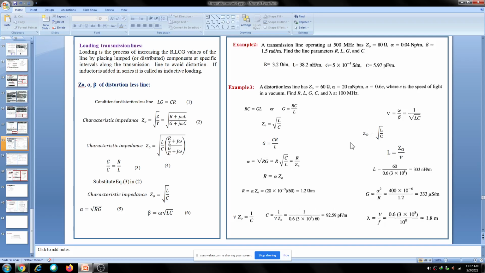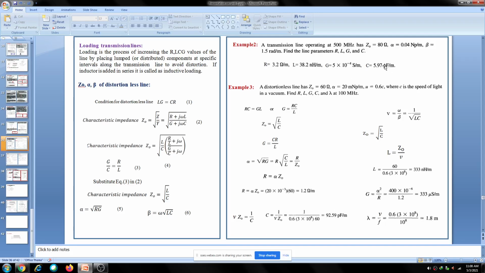That is a converse approach. Here alpha and beta are given, they are asking you to find RLGC. In the other approach they will provide RLCG, and you should find out the values of alpha, beta and characteristic impedance. That is a converse approach. I have not done that in this example. You can go through these examples to see how to do that. I am not doing that one.